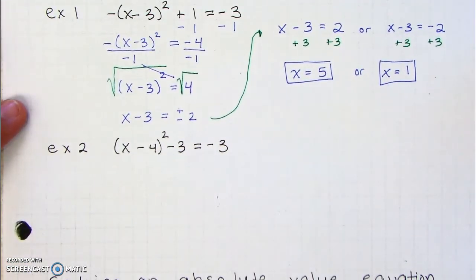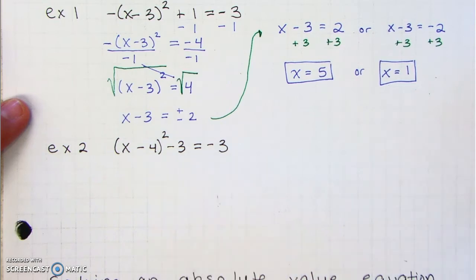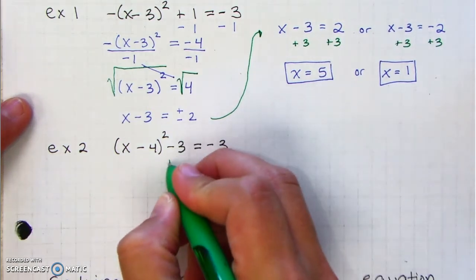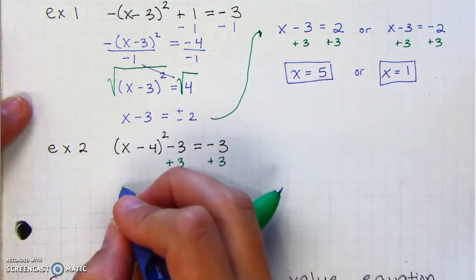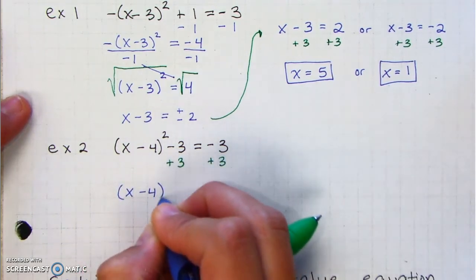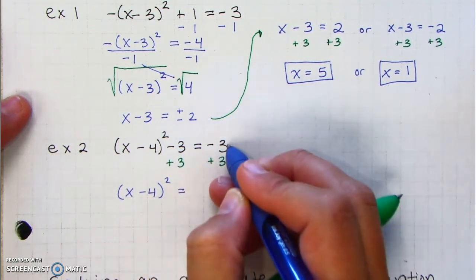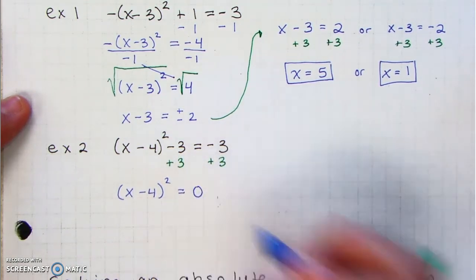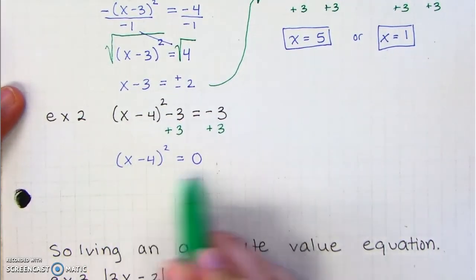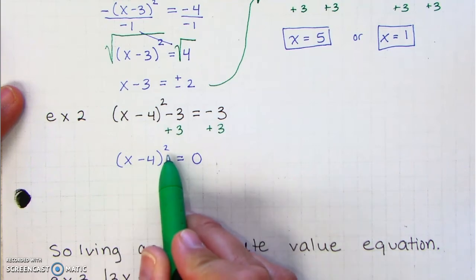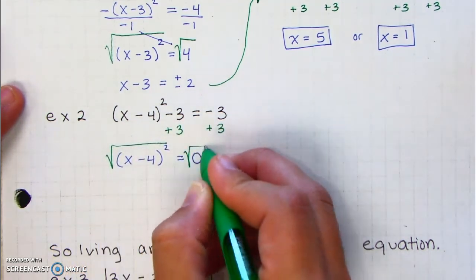Let's do another example. This one doesn't have a negative in front, but we have the -3, so how do you move the -3 to the other side? We're going to add 3, add 3. -3 plus 3 is 0, but we're going to write it down. Don't leave it blank. Okay, if we had a number in front, we would divide it, but we don't. We have the square, so what undoes the square? Inverse of square, square root, square root.